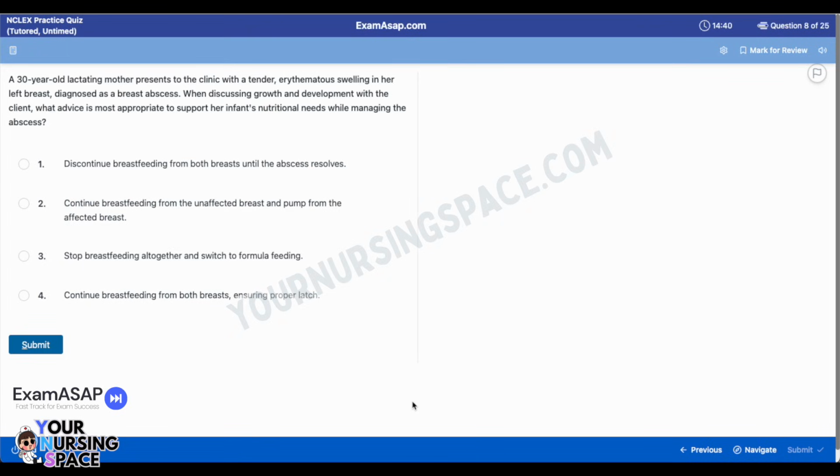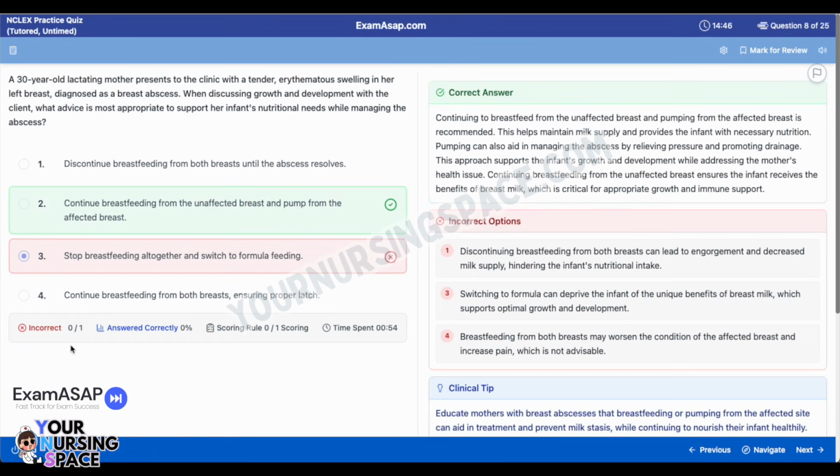The correct answer is B. Rationale, correct answer. Continuing to breastfeed from the unaffected breast and pumping from the affected breast is recommended. This helps maintain milk supply and provides the infant with necessary nutrition. Pumping can also aid in managing the abscess by relieving pressure and promoting drainage.